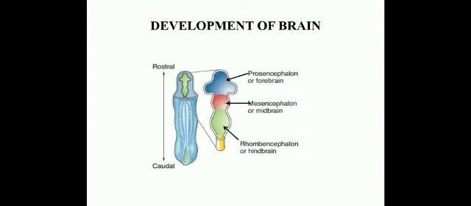So, during the 5th week, both the prosencephalon and rhombencephalon subdivide into 2 vesicles and form the secondary brain vesicles.